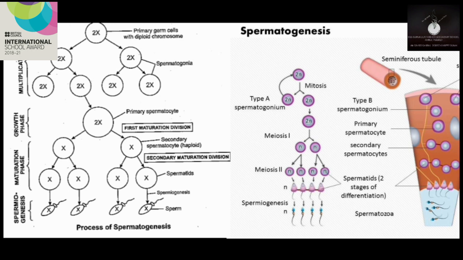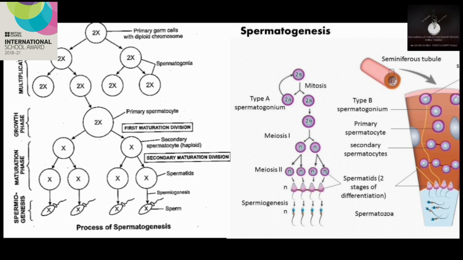Okay, and next the primary spermatocyte will enter into the third phase, that is maturation phase. During maturation phase, the primary spermatocytes will undergo meiotic division. That means the primary spermatocytes will undergo the first meiotic division. As a result of the first meiotic division, the primary spermatocytes will change into the form of haploid secondary spermatocyte. Here, due to the meiotic division, the chromosome number is reduced to half.